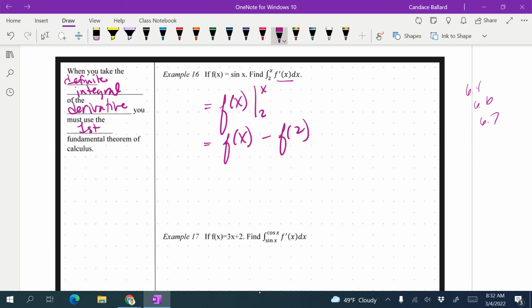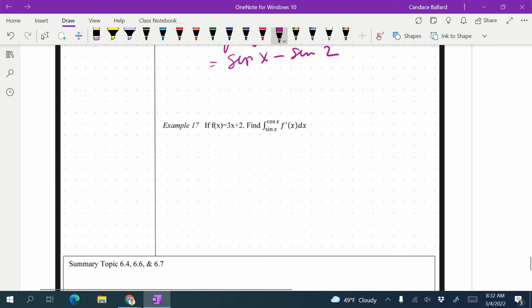I know it's kind of weird to have x's in it there again, but that's exactly what we're doing. We're just plugging this in for it and then plugging this in for it. Now, they gave me a name of my function. My function is sine x, so I'm going to plug these values into my sine x. So I would get sine x minus sine 2. And that's it. That's all there is to it. We're going to stop there.